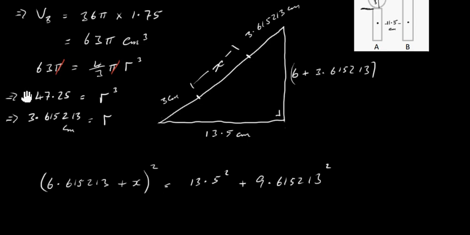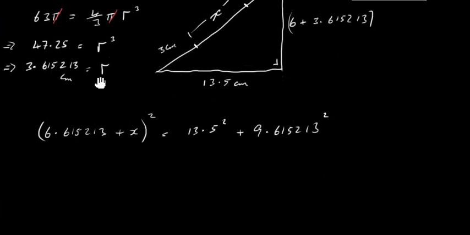Okay, so now all I've got to do is solve for x here. So on the left hand side here I get 6.615213 plus x all squared. Now on the right hand side here you've got to square this, you've got to square this and add them. Again, that's just calculator work. So what you get when you do that is 274.7119365.